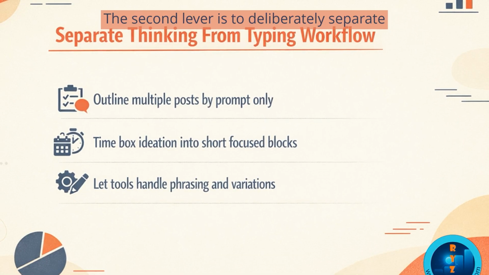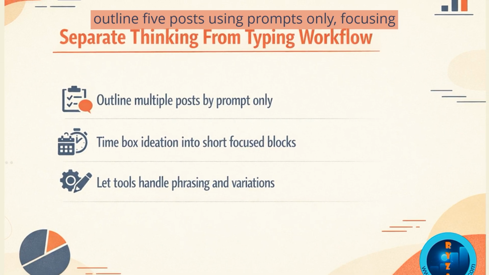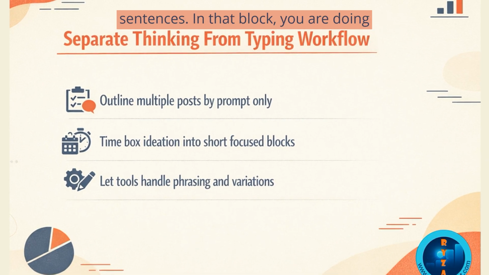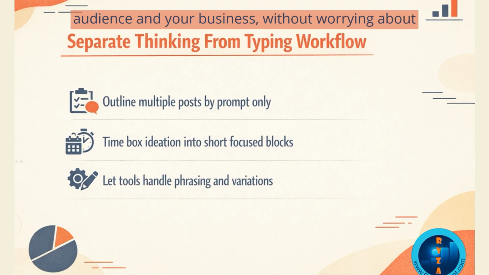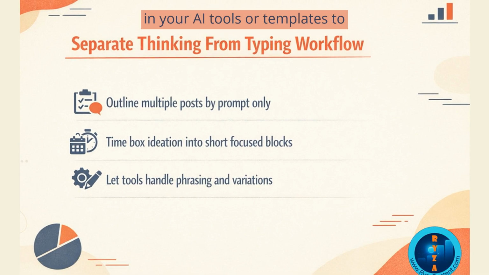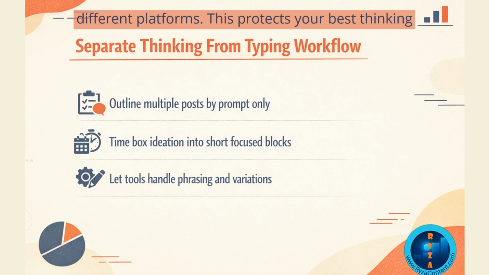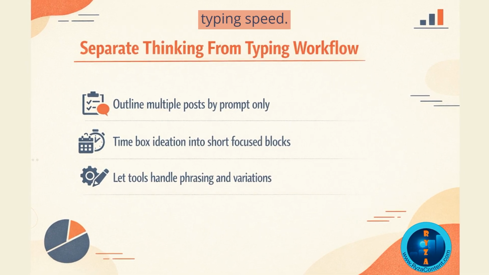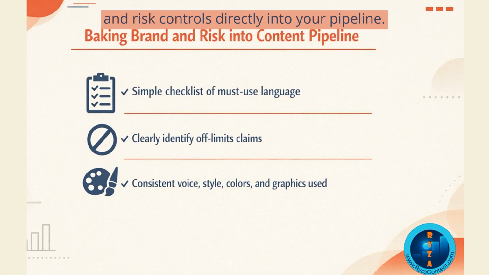The second lever is to deliberately separate strategy from wording. Block 15 minutes to outline 5 posts, using prompts only, focusing on goals, tensions, and examples, not polished sentences. In that block, you are doing pure thinking about what matters for your audience and your business, without worrying about character limits or hooks. After that, bring in your AI tools or templates to expand, refine, and vary the language for different platforms. This protects your best thinking time and lets the system handle phrasing, so your role centers on judgment, not typing speed.